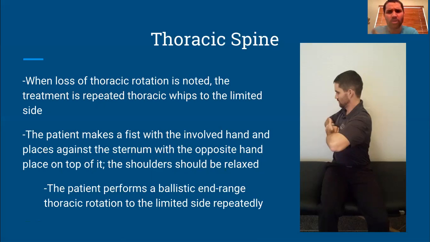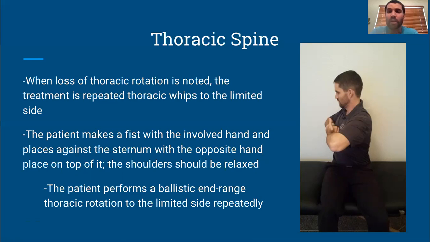Sometimes it's good to give a cue behind the elbow of the side that you're trying to rotate to try and get them a little bit further. You just have them try and hit your hand as they're rotating. These are called thoracic whips, and it should be more of a ballistic motion. Like I said, the speed is the most important thing here. Check it with all of your upper quarter patients.